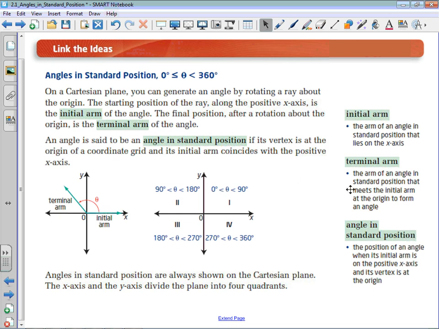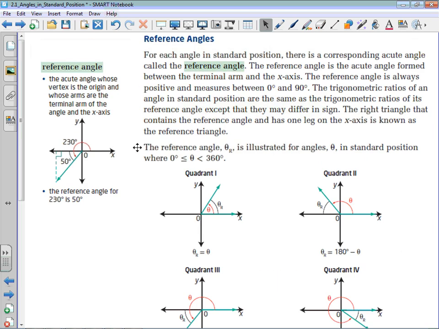So that angle in standard position is where we start at the initial arm, rotate counterclockwise, and then the terminal arm rests when we've rotated through theta degrees. Now, when we deal with this and when we draw angles, there's a few things that come up. And so it's going to be a relatively long instructional video.